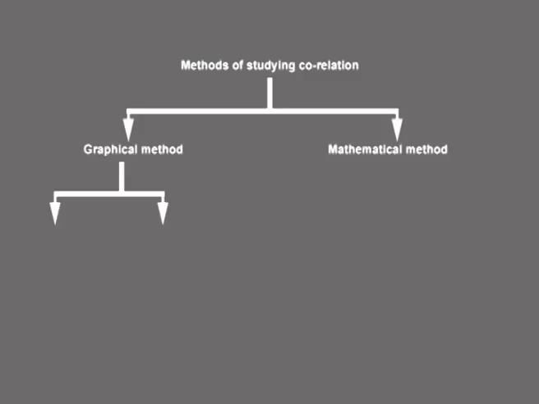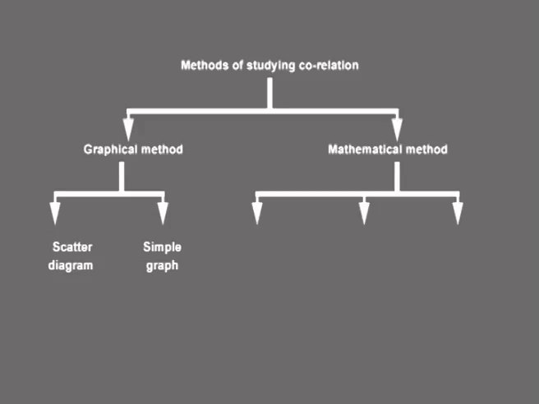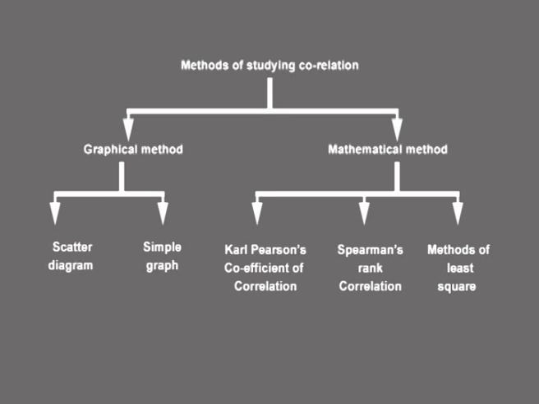The graphical method is subdivided into two groups. They are the scatter diagram and the simple graph. In the same way, the mathematical method is also subdivided into three groups. They are Karl Pearson's coefficient of correlation, Spearman's rank correlation, and the method of least squares. Scatter diagram is a type of graphical form to show the degree of relationship.